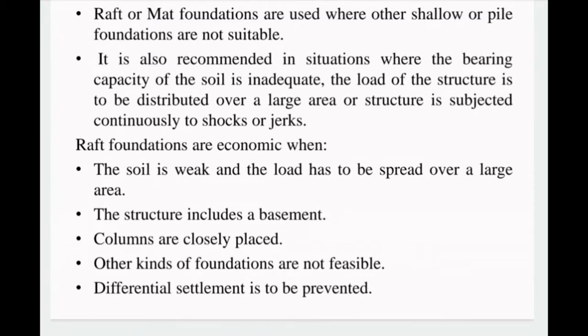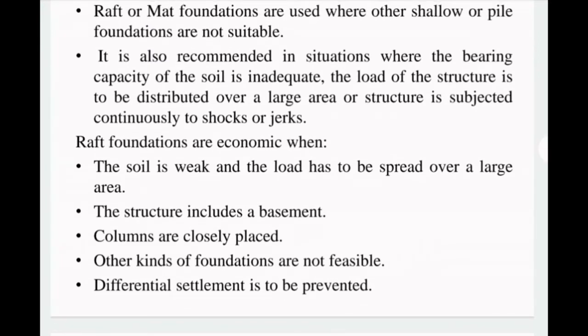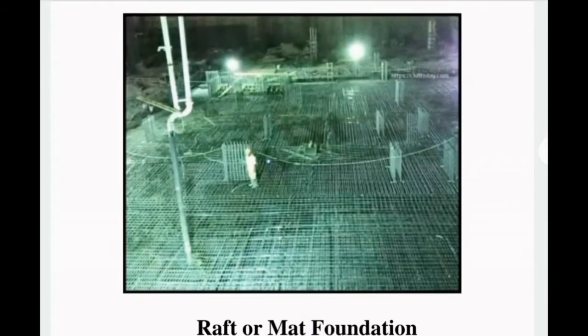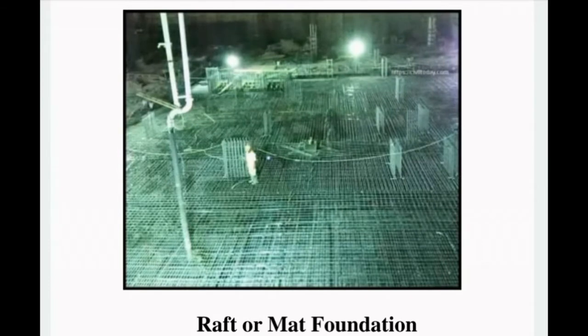So these are the conditions to be satisfied. The soil is weak and the load has to be spread over a large area. The structure includes a basement. The columns are closely placed, and other kinds of foundation are not feasible. Differential settlement is to be prevented. Then only the raft foundation will be economical. This is a typical representation of the raft or mat foundation.